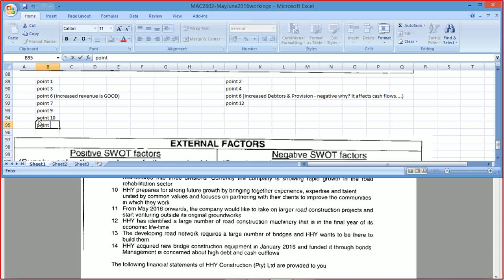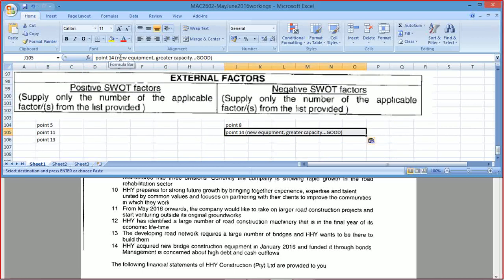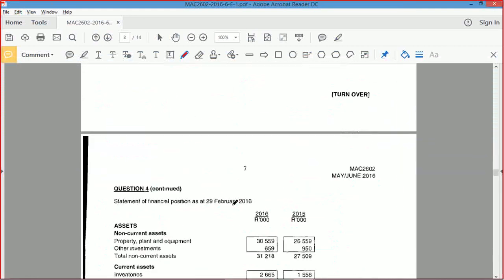So I would split this as well, but I would split it here, brackets, new equipment, that's good, that's internal. Okay, and then I would also put that here as external, higher debts, possible interest increases. Okay, and also outflows, a concern. Okay, that would be more a threat. So I would split it like that. Point 14 I would put under two headings. Okay, and that's question 4.